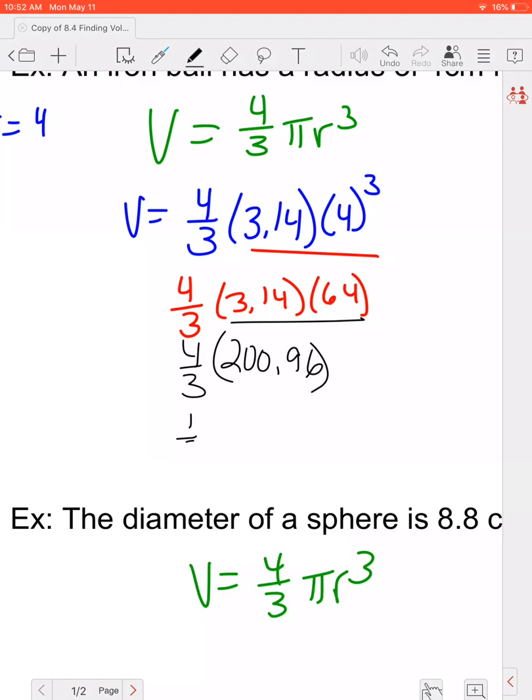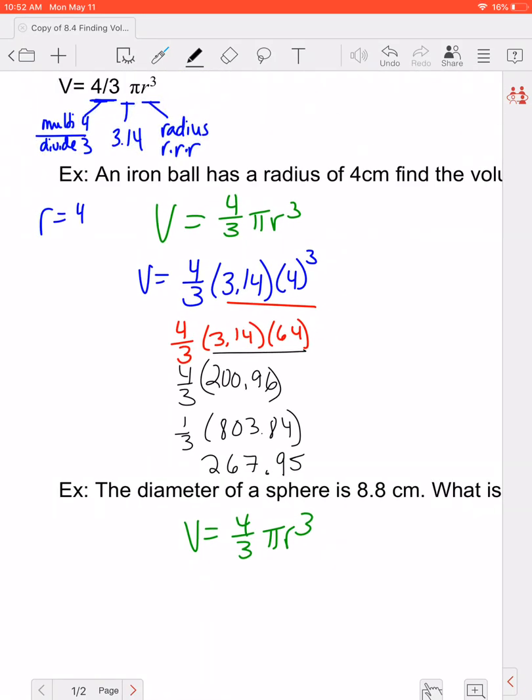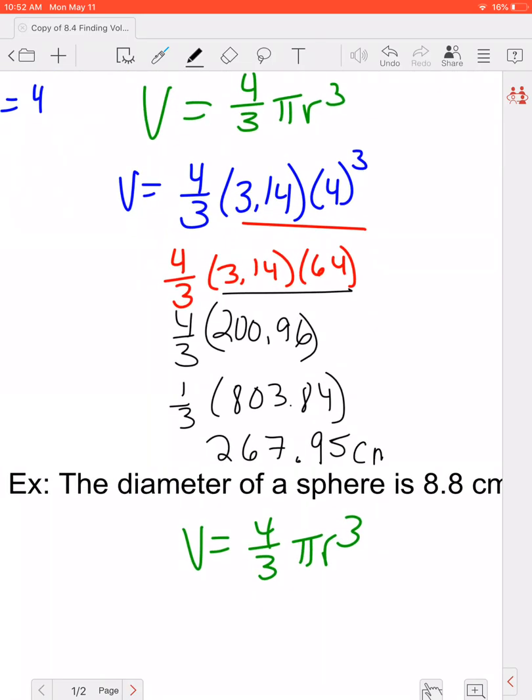And again, all I'm going to do is 200.96 times 4. So then I have 1/3 times 803.84. And then 803.84 divided by 3 would be 267.946, so that would be 267.95, okay? Again, because I want to round to the nearest hundredth for all of these answers. And we're seeing that our unit is centimeters, and since this is volume, it's cubed, okay?